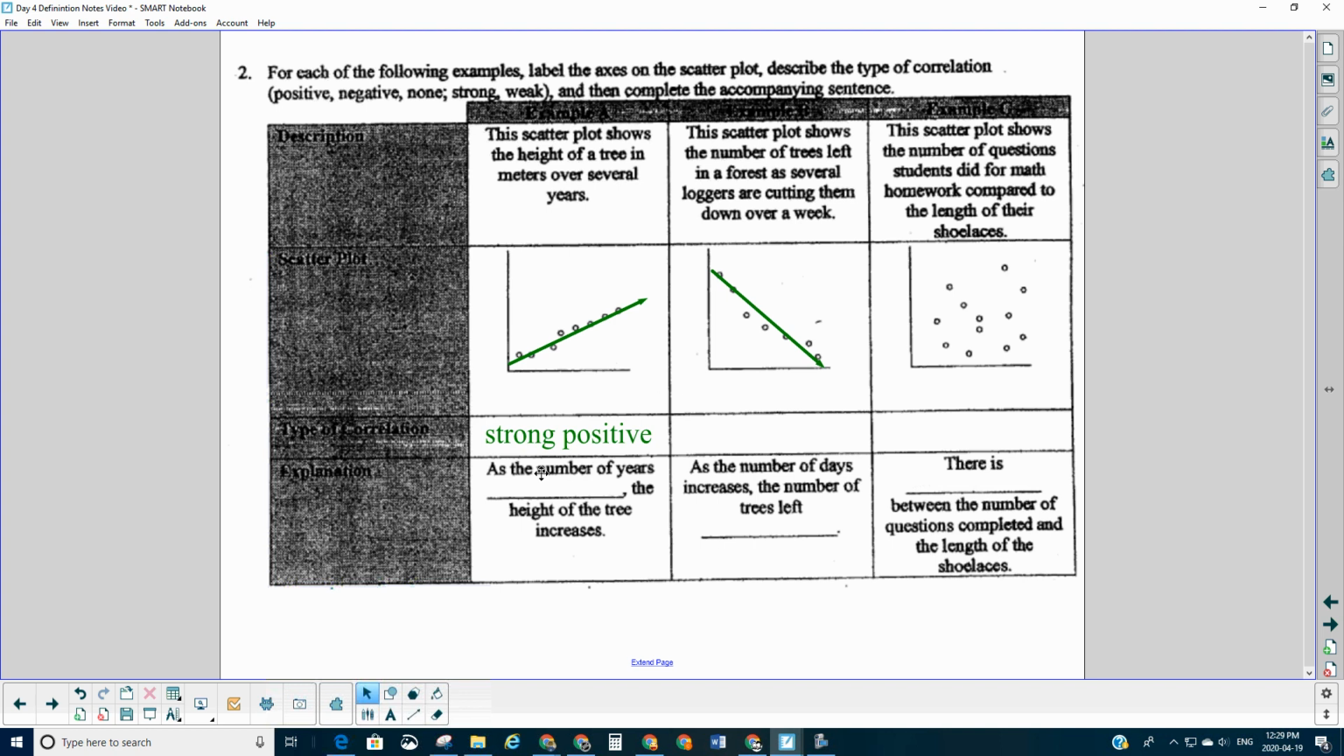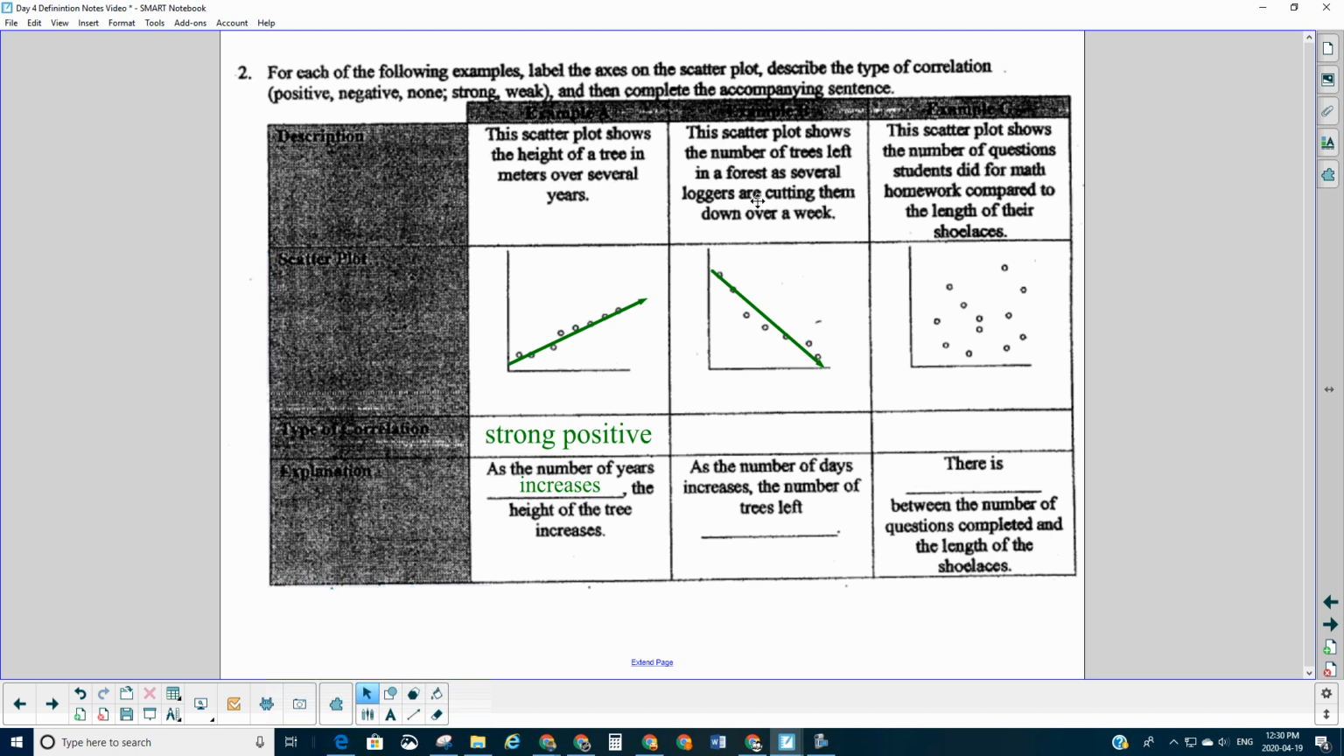And since it's positive, as the number of years increase, the height also increases. As the number of years increase, the height increases. That's why it's positive, strong, because all the points are close.